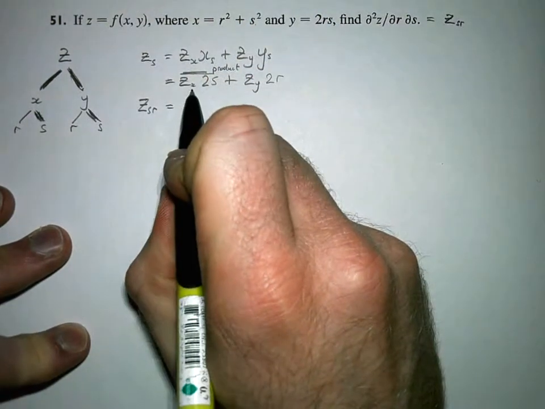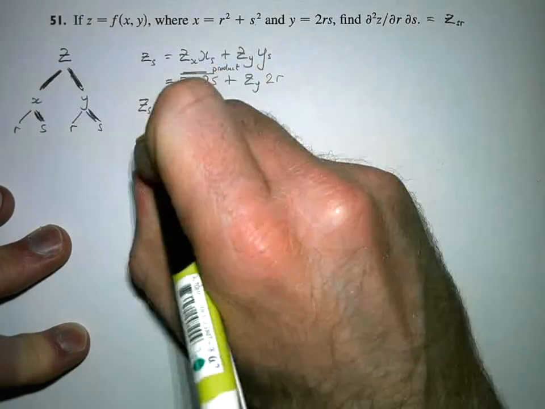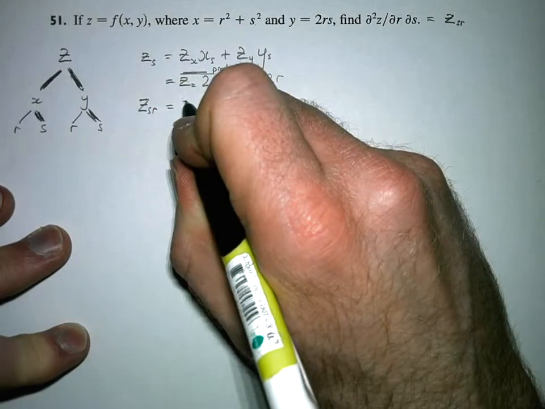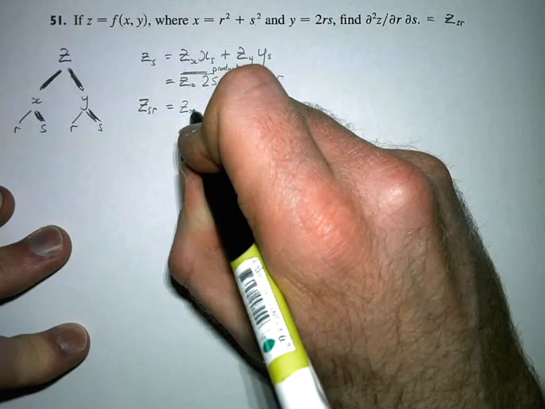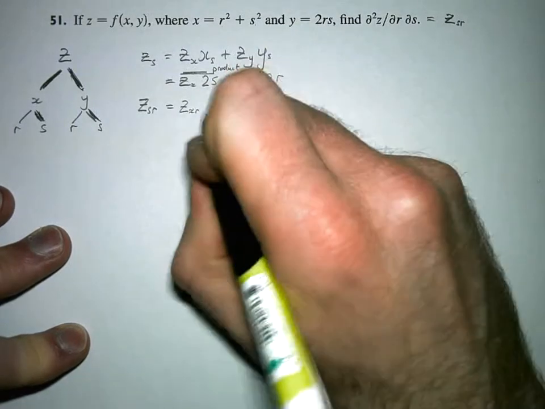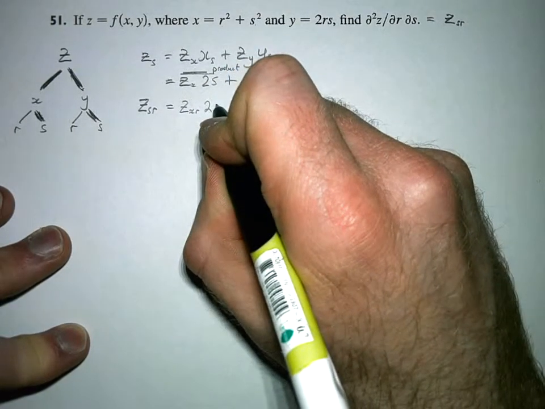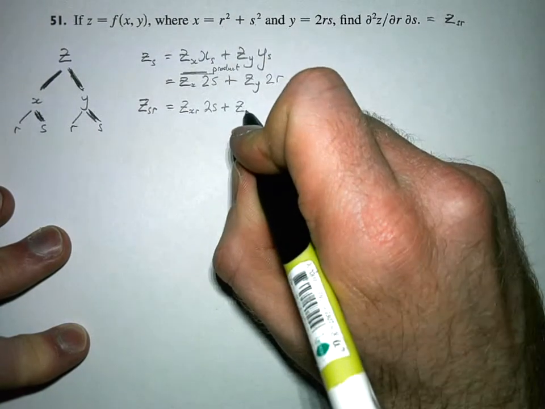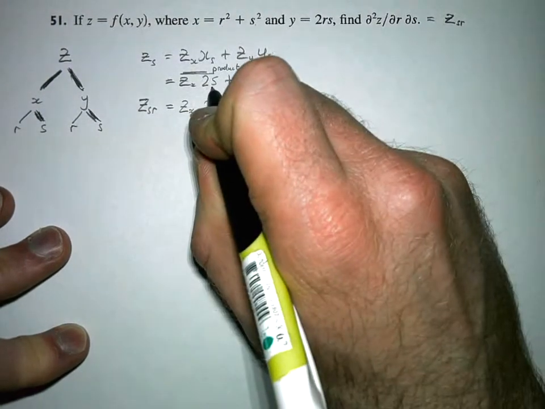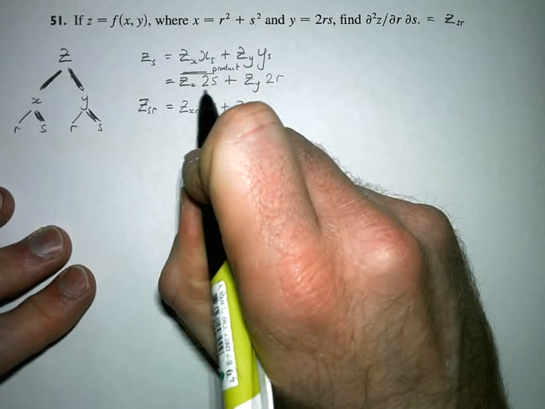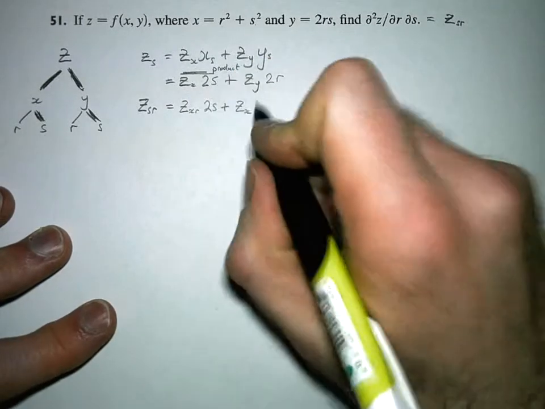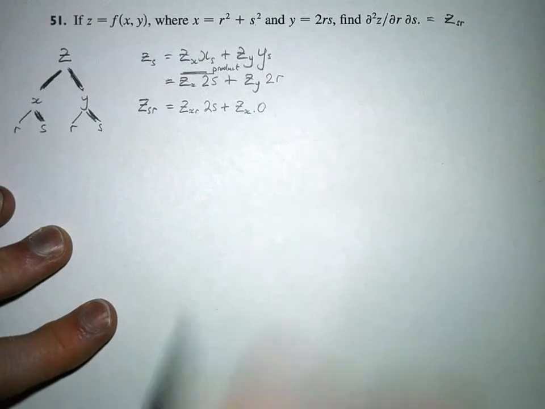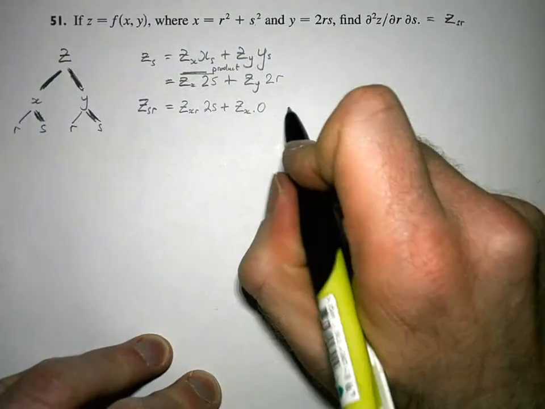So the product rule says we differentiate the first. Remember, we're differentiating now with respect to r. So the derivative of the first is z_xr multiplied by the second untouched, so that's 2s, plus the first untouched, so that's just z subscript x, times the derivative of the second. And the derivative of 2s with respect to r is, quite conveniently, 0, because it's just a constant.